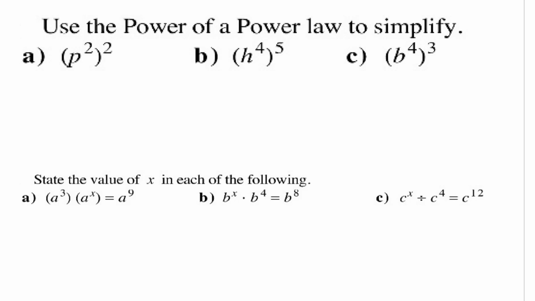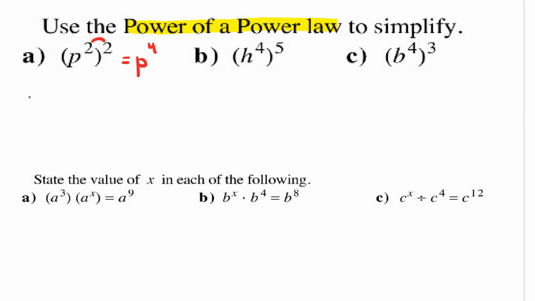This is part 2 of the homework video guide on powers with whole number exponents. For this homework video guide, we will start on question number 14, where we need to use the power of a power law to simplify. The power of a power law just means you multiply the powers together. So 2 times 2 is going to be 4, right? So this is really p to the power of 4.